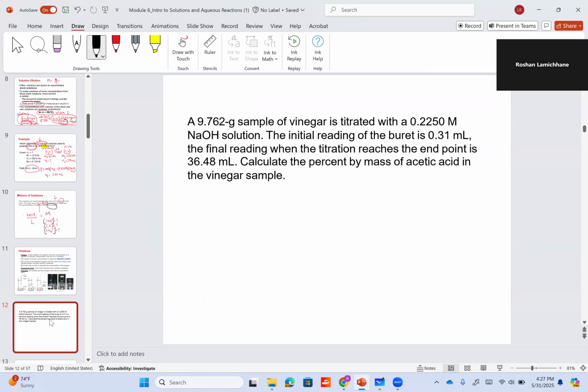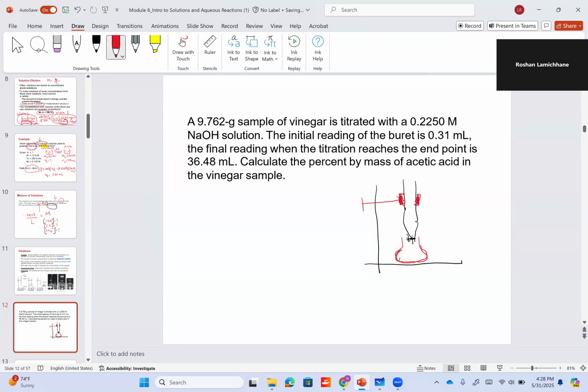All right, so it says a 9.762 gram sample of vinegar is titrated with 0.2250 molar NaOH solution. So meaning that if I draw it, I'm going to draw. So this is my stand, all right? Then this is my burette, and then this is my flask at the bottom. Sorry, I'm not drawing it that good. And then you use a clamp to clamp these burettes, so that they do not fall.